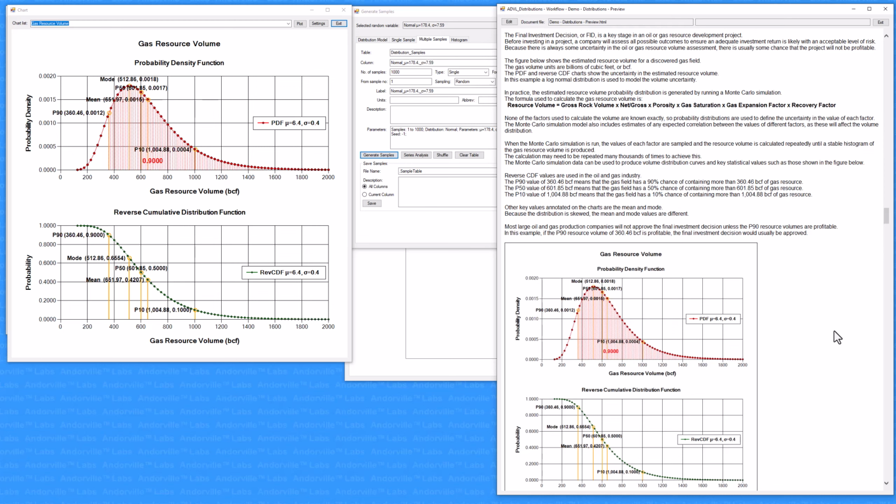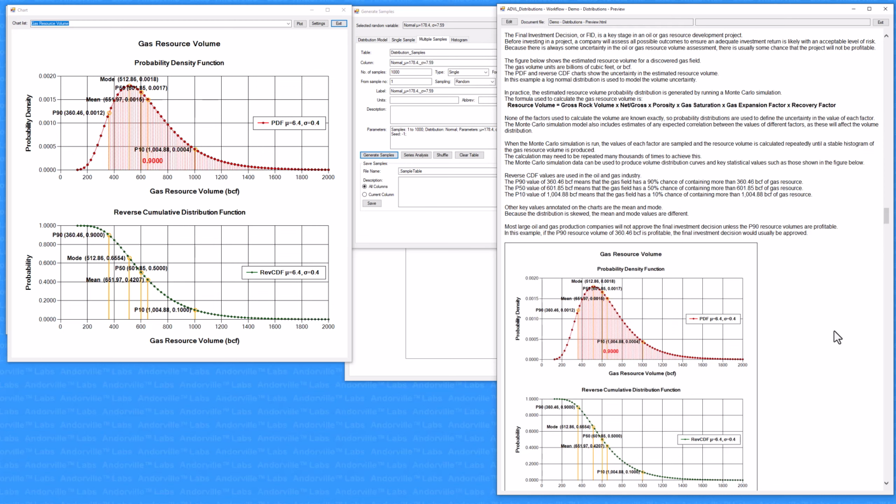The formula used to calculate the gas resource volume is: resource volume equals gross rock volume times the net to gross times porosity times the gas saturation times the gas expansion factor times the recovery factor. None of the factors used to calculate the volume are known exactly, so probability distributions are used to define the uncertainty in the value of each factor. The Monte Carlo simulation model also includes estimates of any expected correlation between the values of different factors, as these will affect the volume distribution.